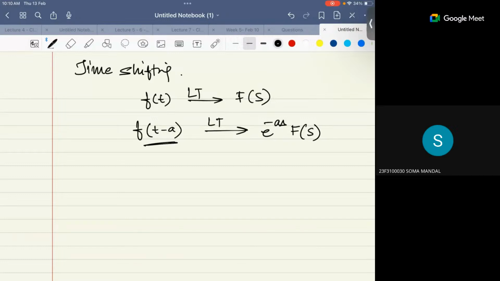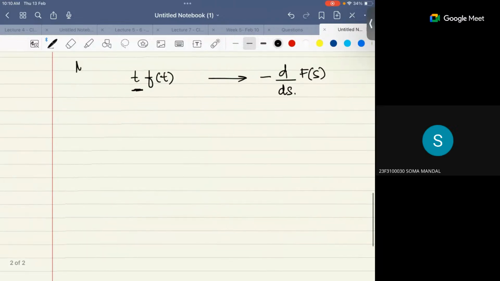Okay. And one more thing I discussed: as we were doing differentiation in the time domain, we get multiplication by s in the s domain. Here, if I am multiplying by t in f(t), then in the frequency s domain you can find the Laplace transform like this. This is what we discussed in the previous session.